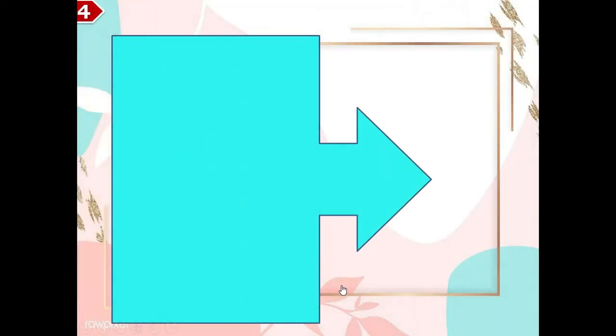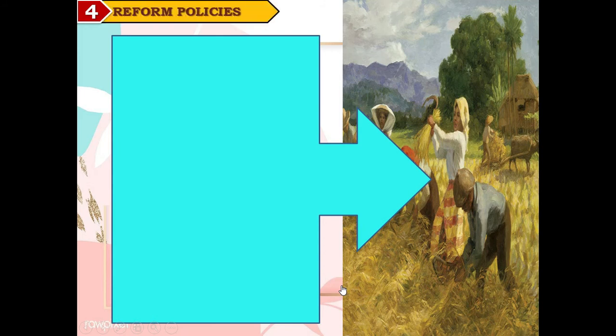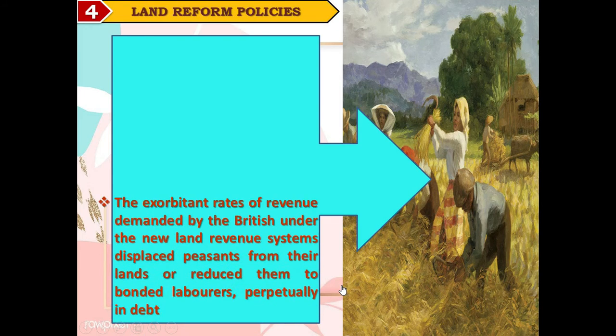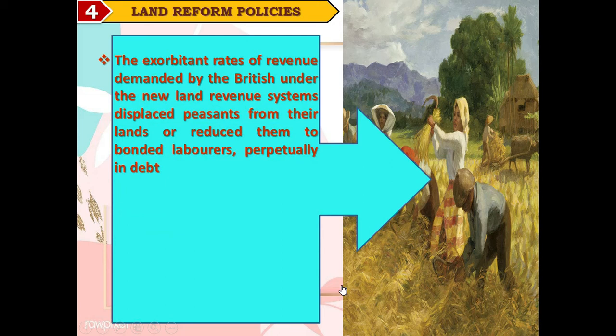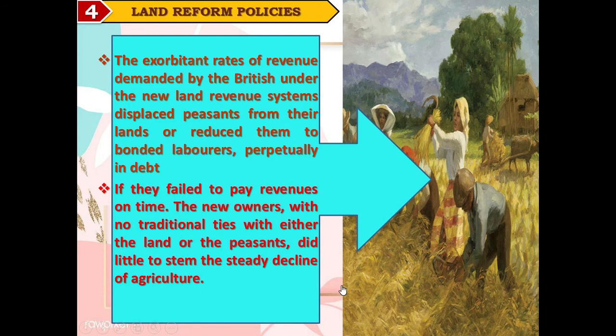So, let's see the fourth topic, land reform policies. The exorbitant rates of revenue demanded by the British under the new land revenue systems displaced the peasants from their lands or reduced them to bonded laborers perpetually in debt. If they failed to pay revenue, the new owners, with no traditional ties with either the land or the peasants, did little to stem the steady decline of agriculture.